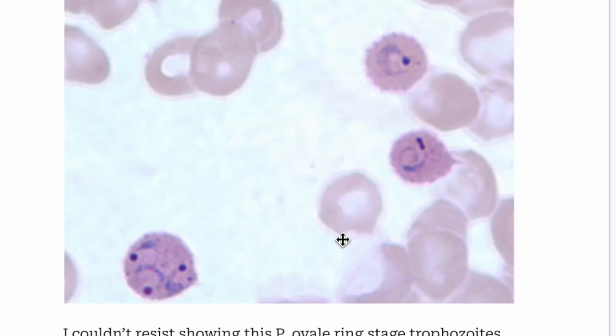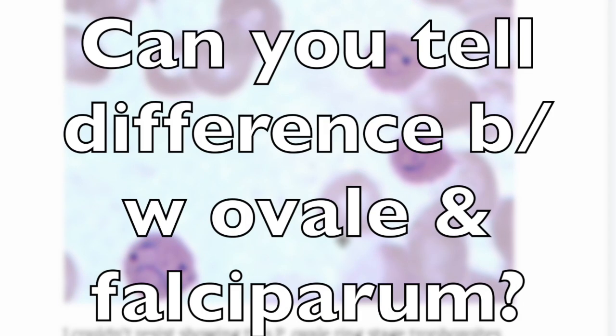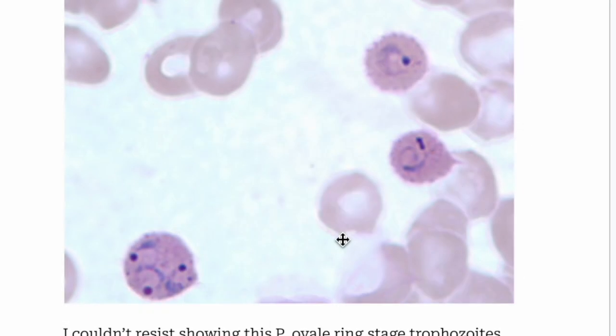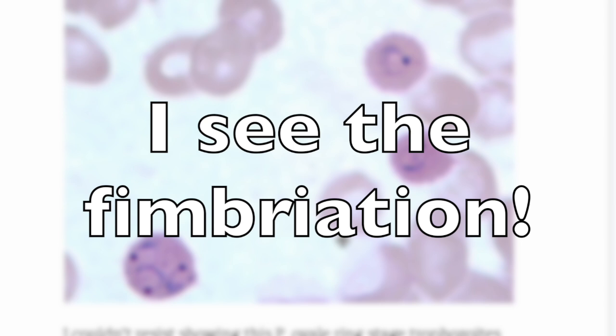And here is more of the ovale ring form trophozoites. Can you tell any differences between the ovale ring form and the P. falciparum? To me, yes, after experience, maybe you'll be able to tell at a glance, but it's not too obvious to me. I can see that we tend to have a lot more rings in the infected red blood cell, and actually that's apparently a feature, so you can have multiple infected red blood cells. I think you can have it with Plasmodium falciparum as well, though. But the fimbriation should give it away.